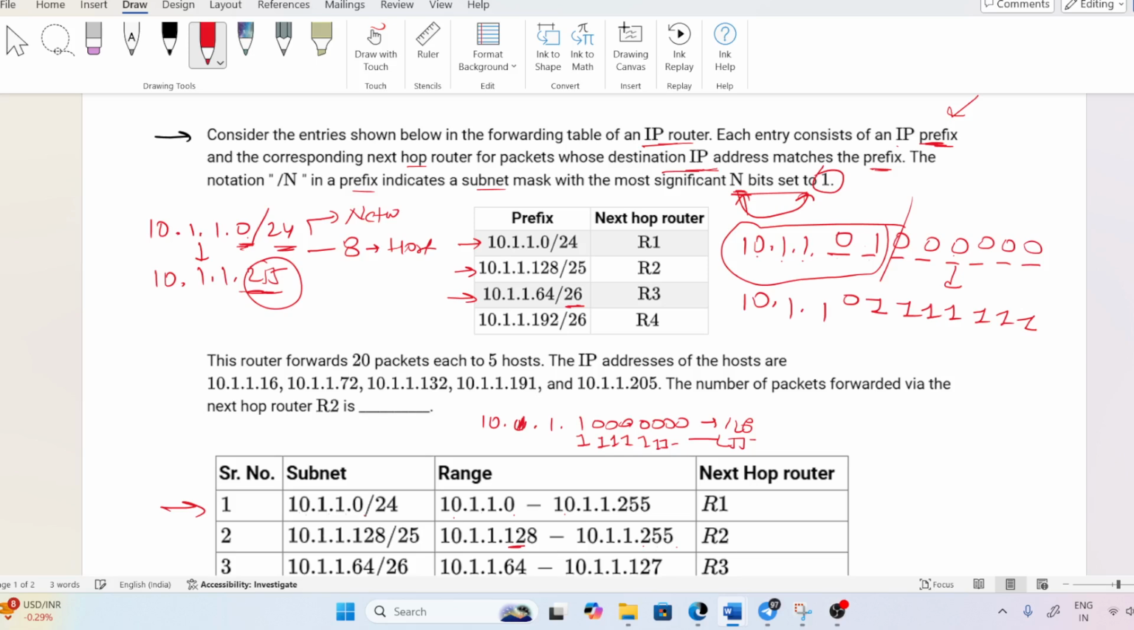10.1.1.1, so what will it become? 2, 4, 8, 16, 32, 64, 128 minus 1, so it becomes 127. So the range we have here is 10.1.1.64/26 to 10.1.1.127. Like this, we are going to expand this also.